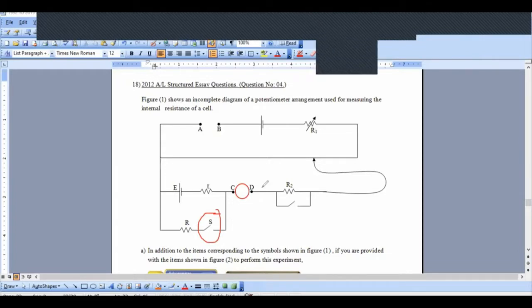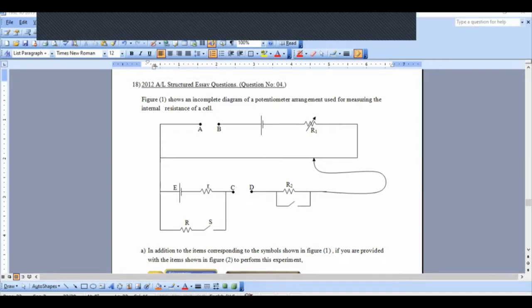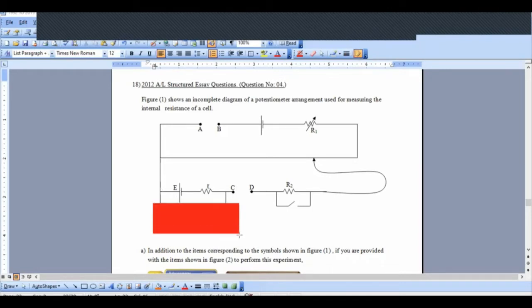listen dear, as switch S is open, no current flows in this branch. Can you identify that point here? No current flows in this branch when switch S is kept open. Therefore, it is something like there is no circuit in this branch, like this part is not there.